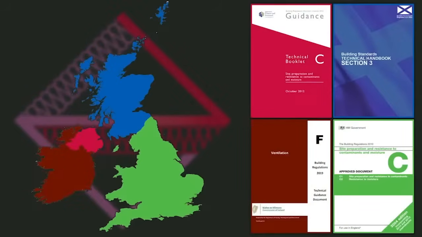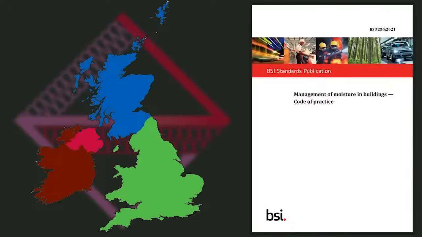Let's begin by considering moisture management. In the UK and Ireland, the management of moisture associated with roof space condensation in buildings is considered in Approved Document C for England and Wales, Technical Handbook Section 3 in Scotland, and Technical Guidance Document F in the Republic of Ireland. Northern Ireland is also Part C, but this is a different document from the one used in England and Wales. Whilst these four documents each have a slightly different focus and approach when it comes to construction moisture control, they all refer designs to the same Code of Practice document, the British Standard BS 5250.